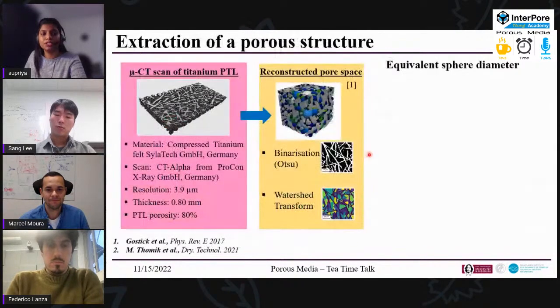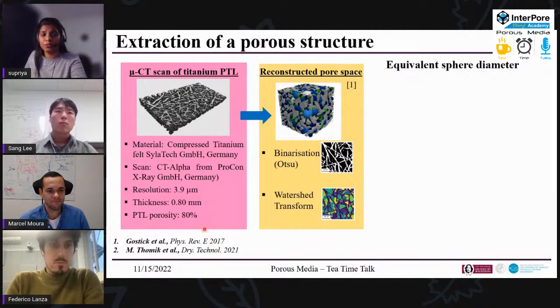So with this, how do we extract this porous structure? We have the titanium felt PTL, which is bought from Silatec Germany. And then we do our in-house micro CT scans with a resolution of 3.9 micrometer. And as I said, the thickness is around 0.8 mm and the material porosity is around 80%.